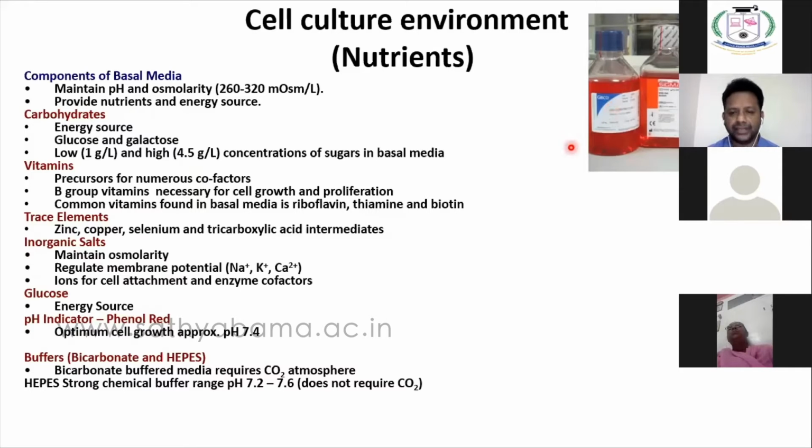If the cells utilize the energy, the media becomes acidic and turns yellow. So visually we can tell that we have to change the media. If it goes more alkaline, then the pH has increased. That is the indicator, so phenol red is used, and then buffers are used to maintain the pH of the cell culture.